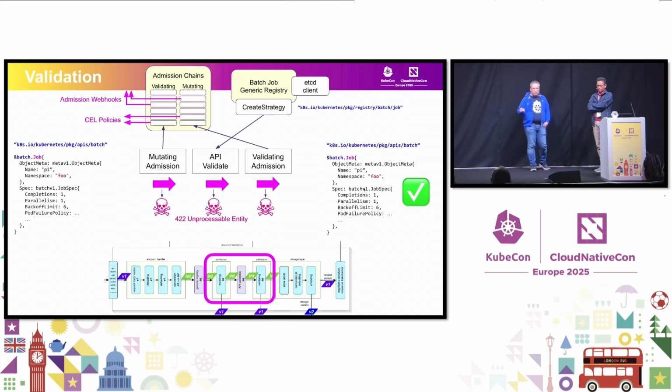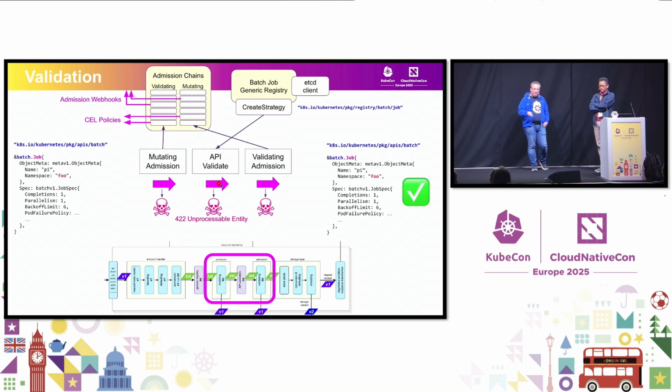Then validating admission happens. Everybody will have experienced that. There is mutating admission, so you can add webhooks. There's an admission chain here, and you can add webhooks. You can add CEL policies. There's an alpha feature for that. And of course, it can go wrong. Then you get this 422 unprocessable entity, for all of them, actually.